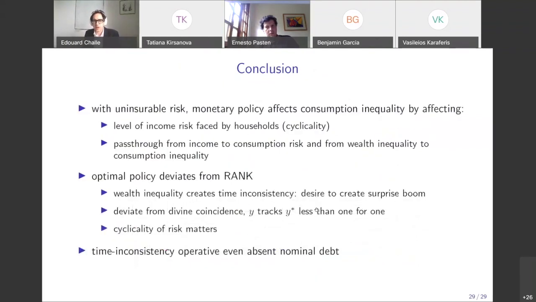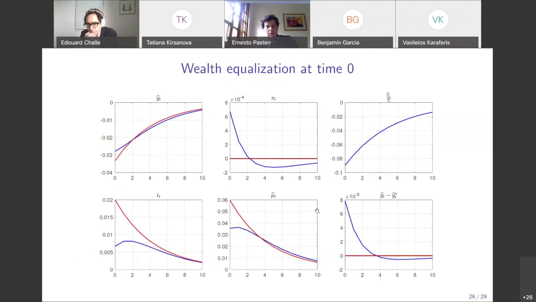Okay. Can I ask you a quick question? Yeah. So when phi is equal to 0, then there is no relationship between the aggregate shock and the idiosyncratic risk, right?